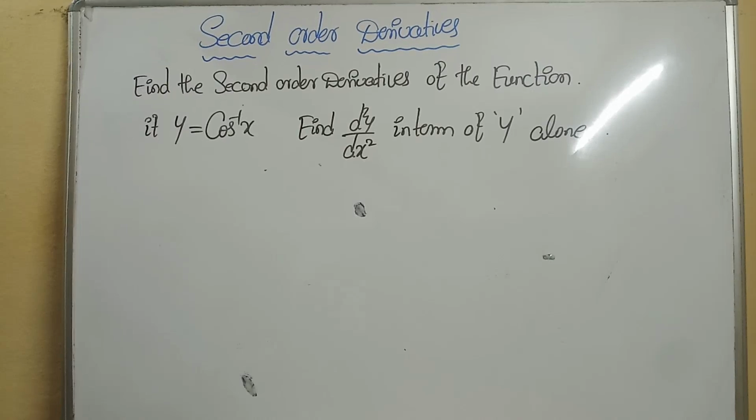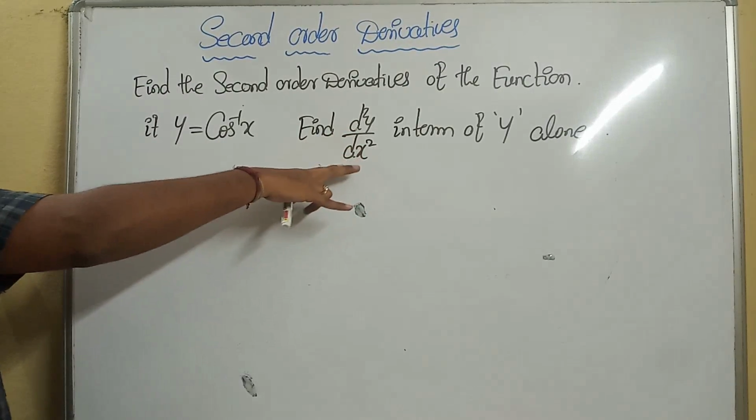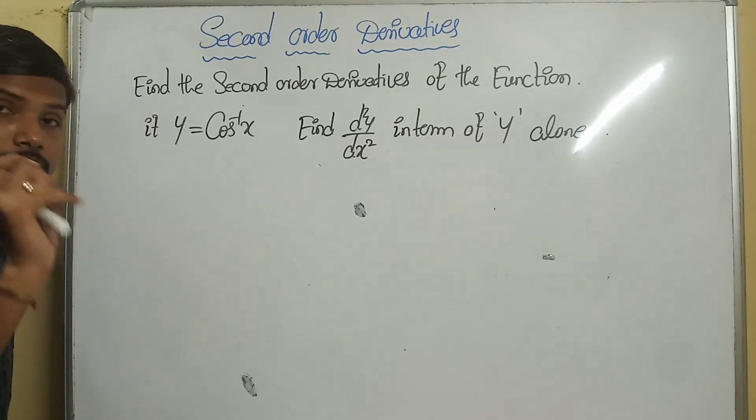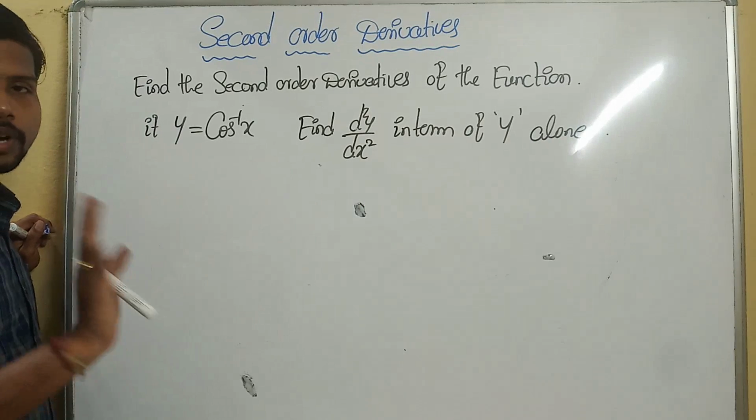Focus on the question here. y is equal to cos inverse of x. Find d square y by dx square, the second order derivative of the given function, in terms of y alone. It means the answer must be in terms of y, only y, not x.